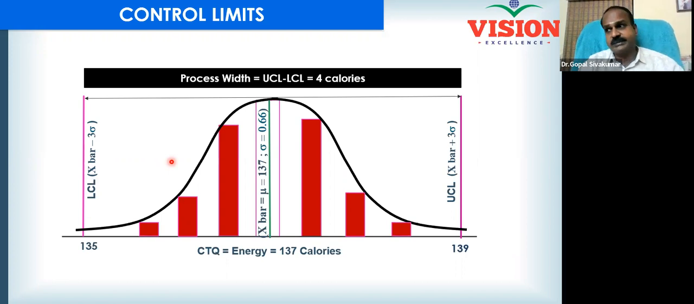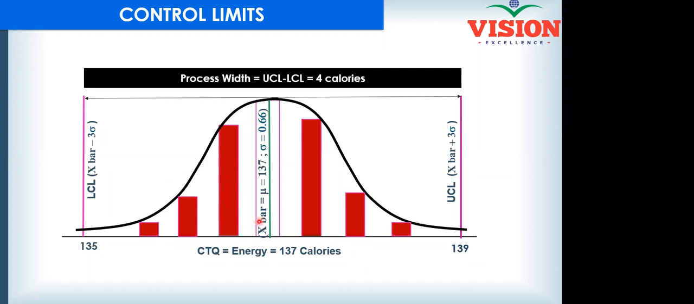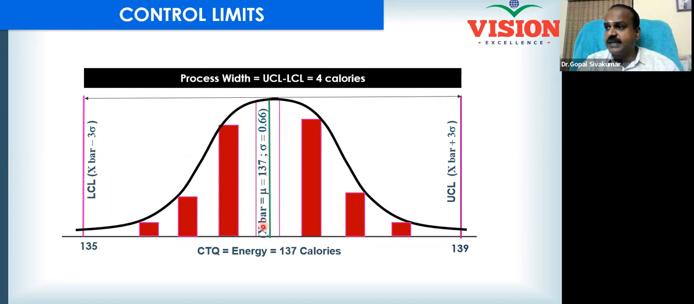Since 100 is the sample size, how many readings will I get? 100 readings I will get. What will I do with the 100 readings? First thing I will do is calculate the average. See here, the average calculated from the sample is X bar. How to get the X bar? Add all the 100, divide by 100. Here, you are able to see 137 as the average.